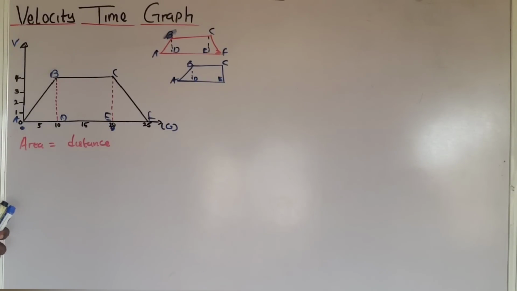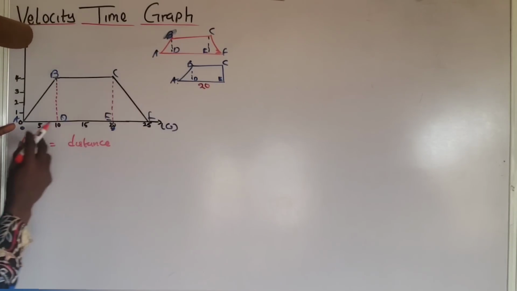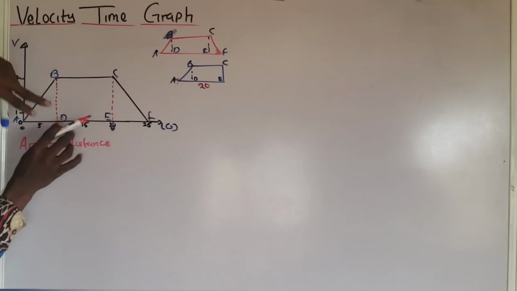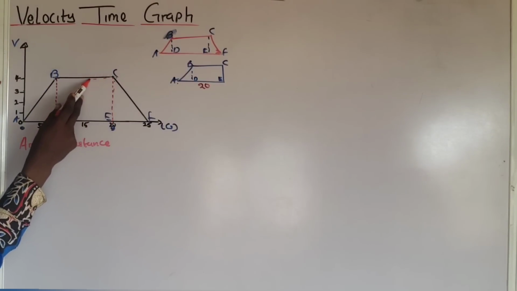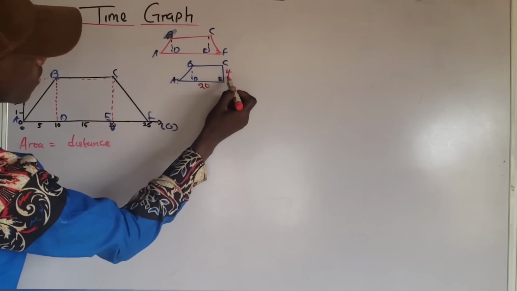Now, having identified the shape, the next step is to label the shape. From this point to this point is 20. So from A to E is 20. From C to E, pay attention, this distance that you see here, just trace it to the velocity side. That is 4. So from C to E it is 4.